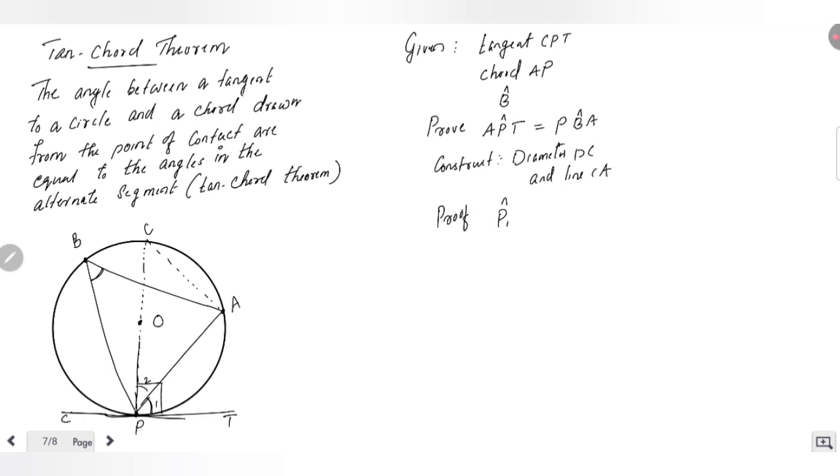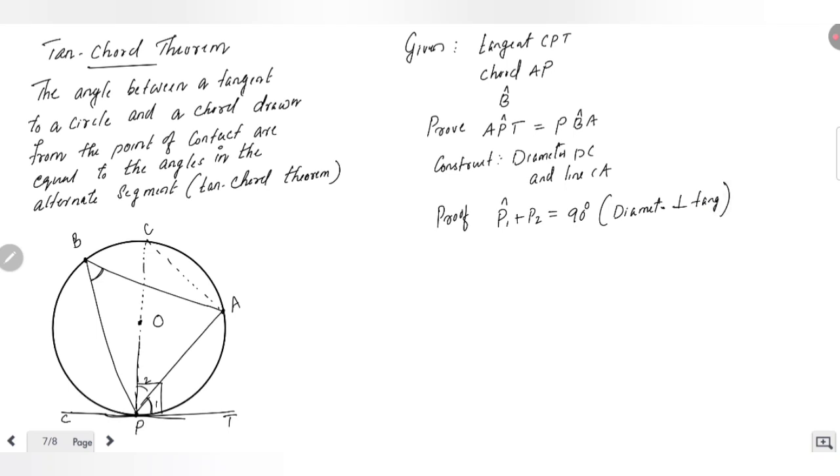Angle P1 plus angle P2 is equal to 90 degrees. What is the reason? The diameter, or radius, is always perpendicular to a tangent. I told you already. The diameter is perpendicular to the tangent.